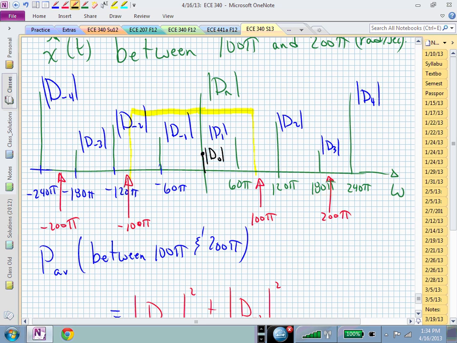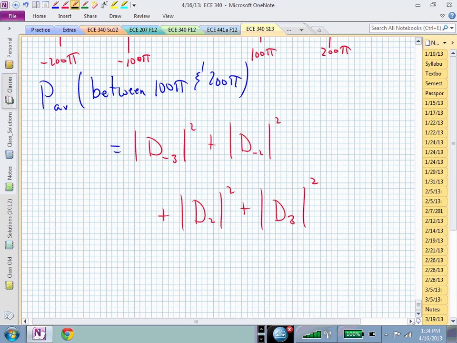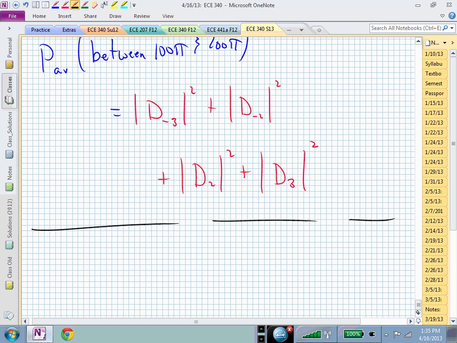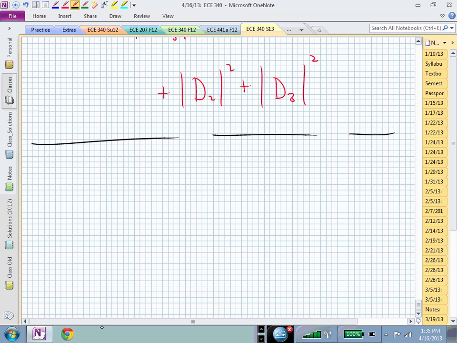So we don't have to worry about scaling that answer. We just take the amplitude, square it, and add up the pieces of interest. Questions? Now, that's chapter 6.